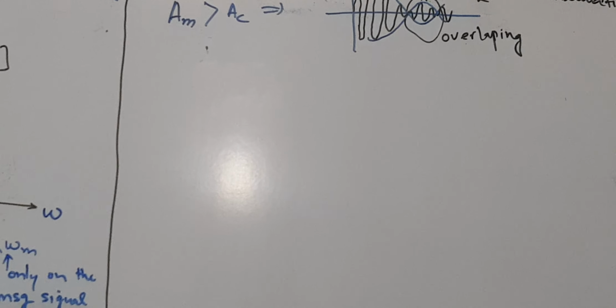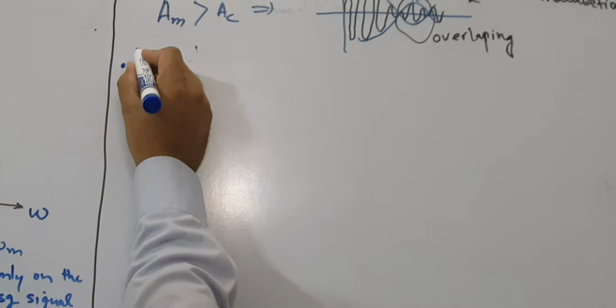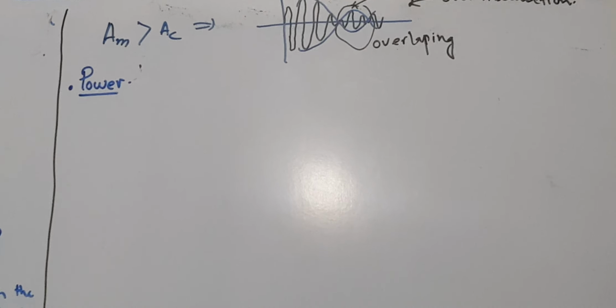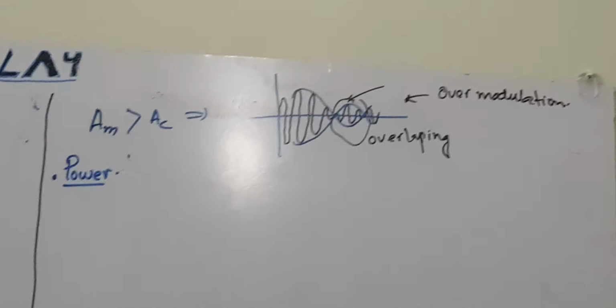The second thing is power. The second component is power, so you need to calculate the power. We know that power is basically the square of the RMS value, V squared divided by 2. In our signal we have two things: the first one is the carrier and the second one is the sideband.